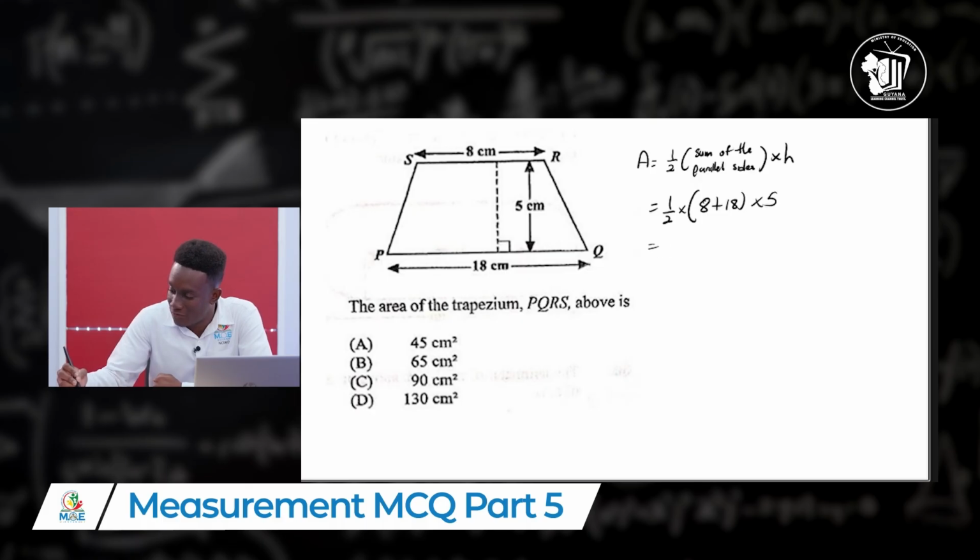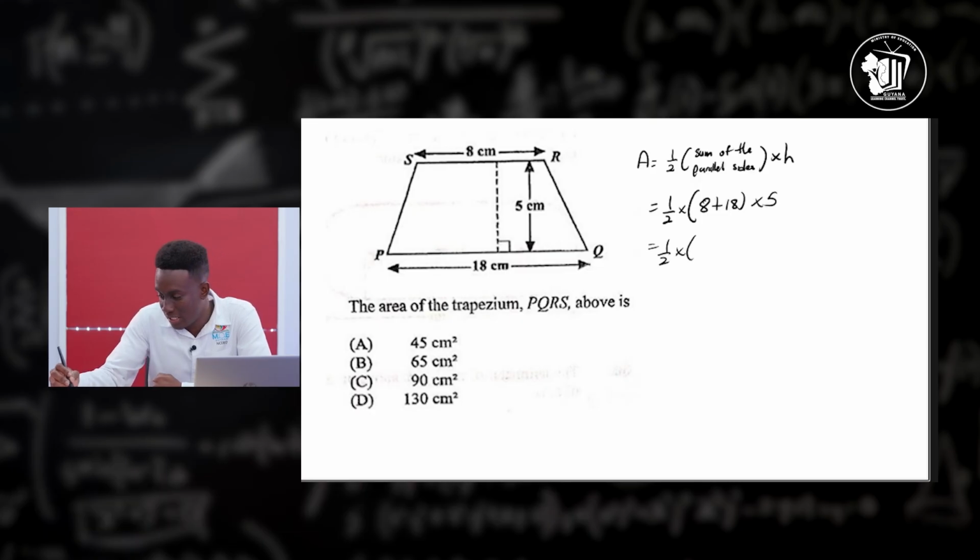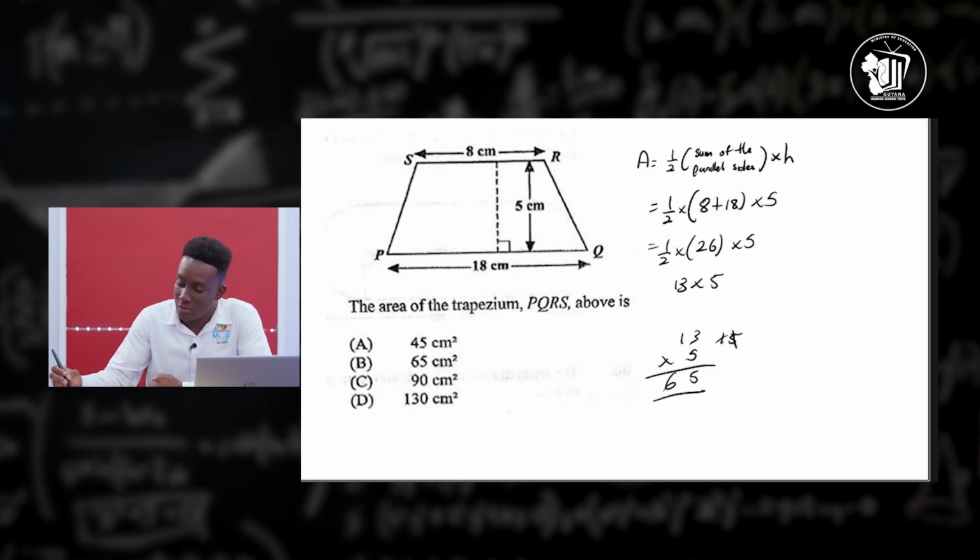Which is half multiplied by 8 plus 18 is 26, multiplied by the height, which is 5. So half of 26 is 13 multiplied by 5. So 13 multiplied by 5 would give me, 5 times 3 is 15, 5 times 1 is 5, and 1 makes 6, so 65. So the area is 65 cm squared, which is simply B.